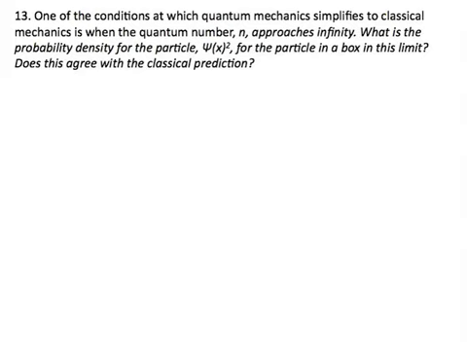For question number 13, one of the conditions at which quantum mechanics simplifies to classical mechanics is when the quantum number n approaches infinity. What is the probability density for the particle in a box in this limit? Does this agree with the classical prediction?